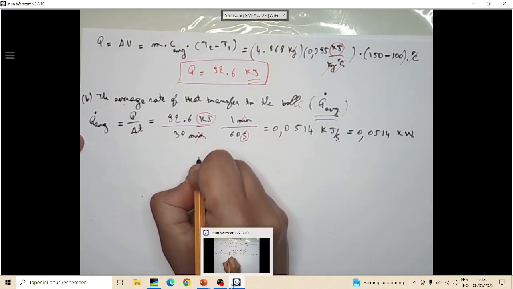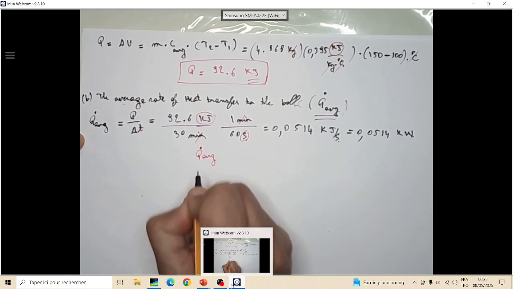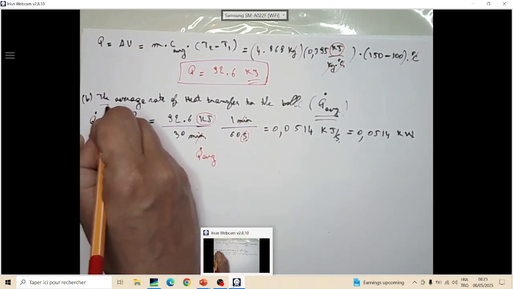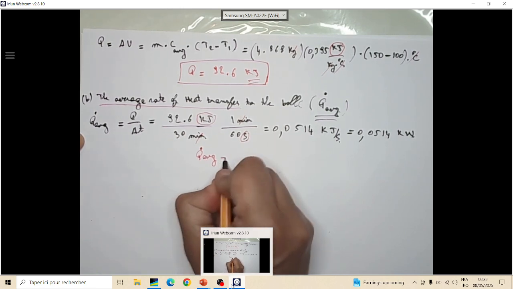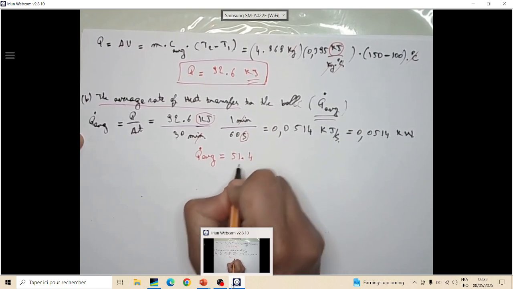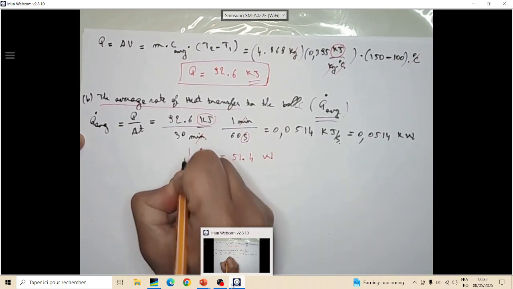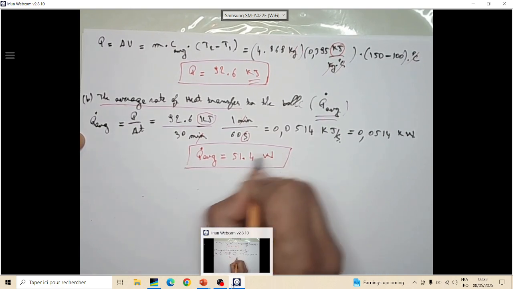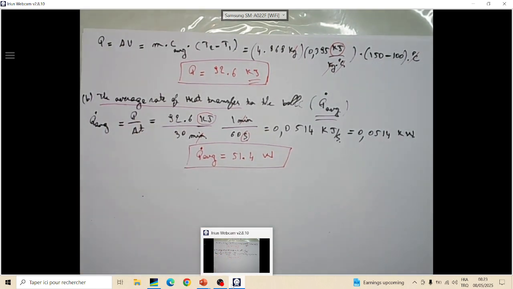So Q average, which is the average rate of heat transfer, Q average dot, is equal to 51.4 watt. So this is the average rate of heat transfer. I have calculated the average rate of heat transfer. So this is for question B.